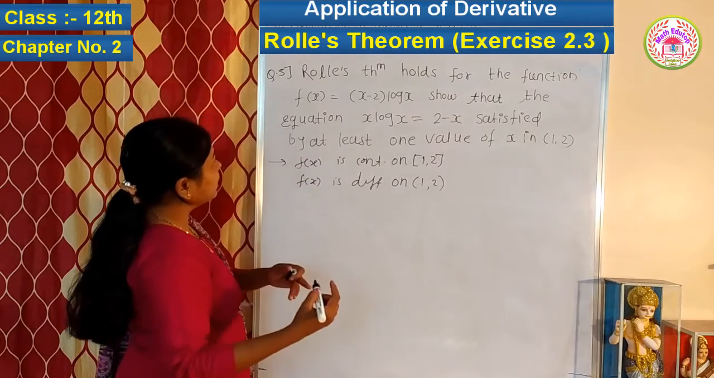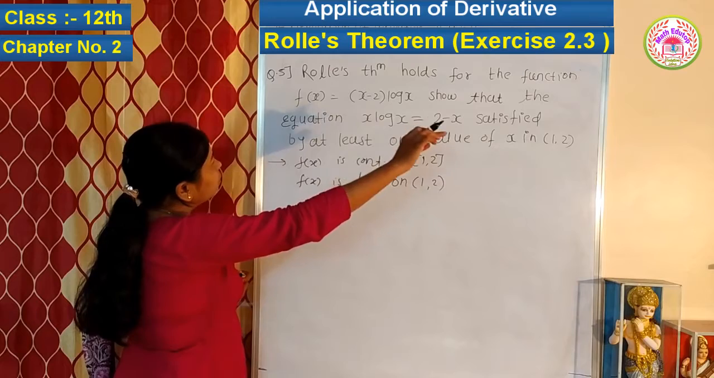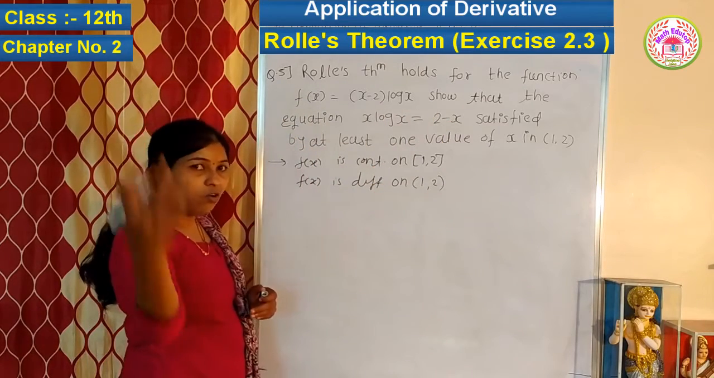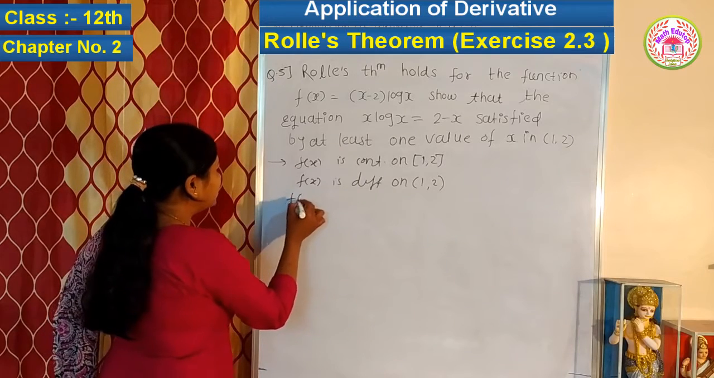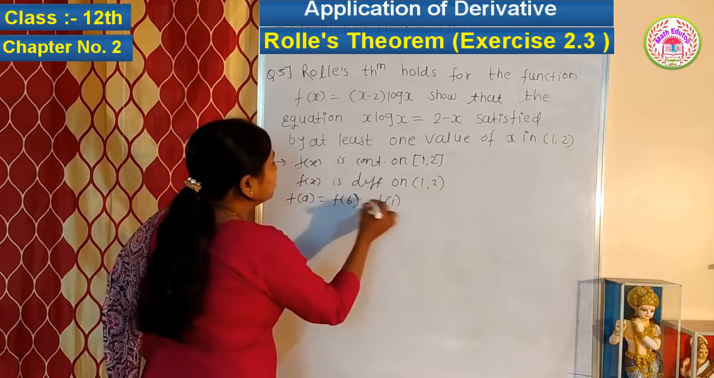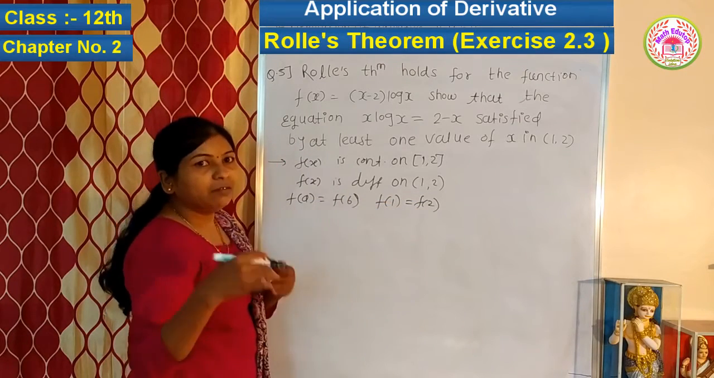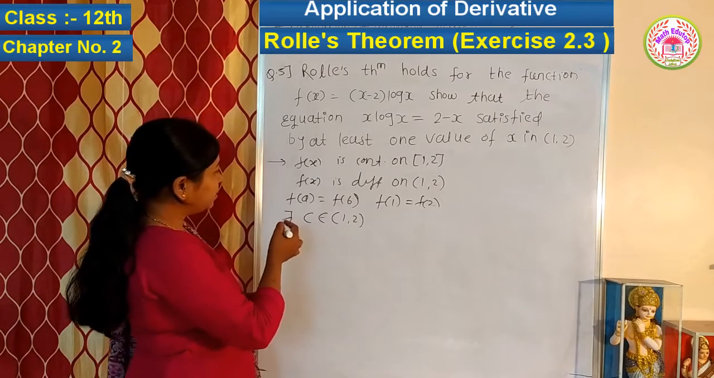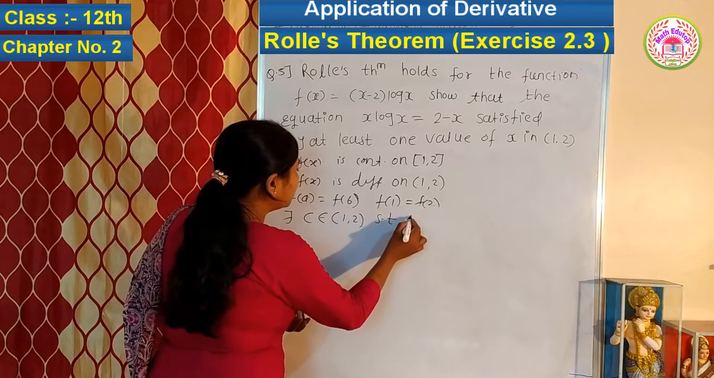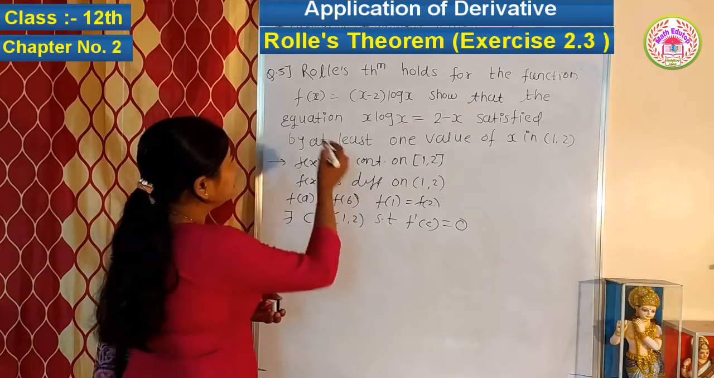Next, there exists a point c, as Rolle's theorem holds for the function, meaning it satisfies all the conditions. The next condition is that f of a is equal to f of b, that is, the value of f of 1 is equal to f of 2. So definitely there exists a point c belongs to the open interval 1 to 2 such that f dash of c is equal to 0.